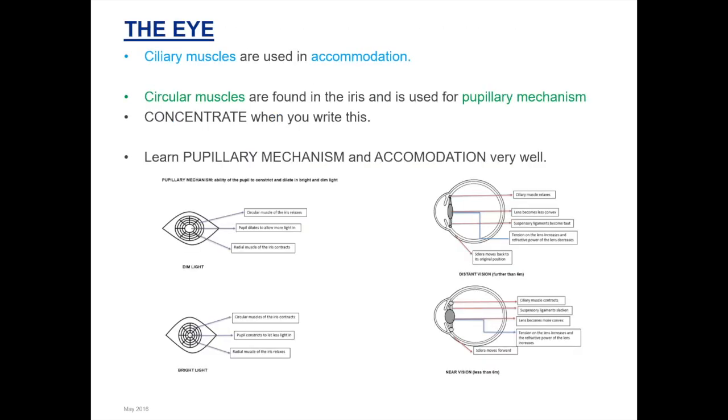The eye. Remember, ciliary muscles are used in accommodation. Circular muscles are found in the iris, and they're used for the pupillary mechanism. Make sure you know this. For dim light and bright light, make sure you know these answers. And for distant vision and near vision, learn this well. Learn the labels, learn the answers well. Don't go into your exam on Friday without knowing this.